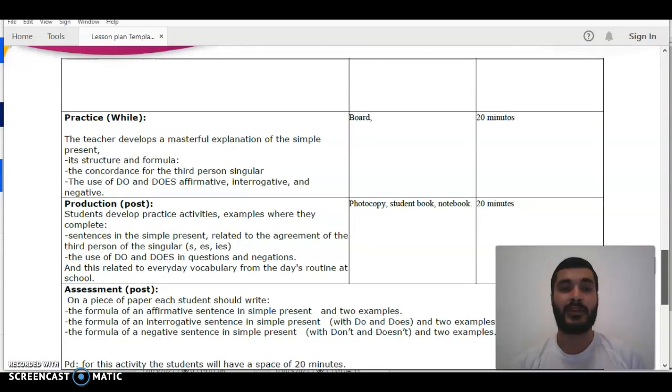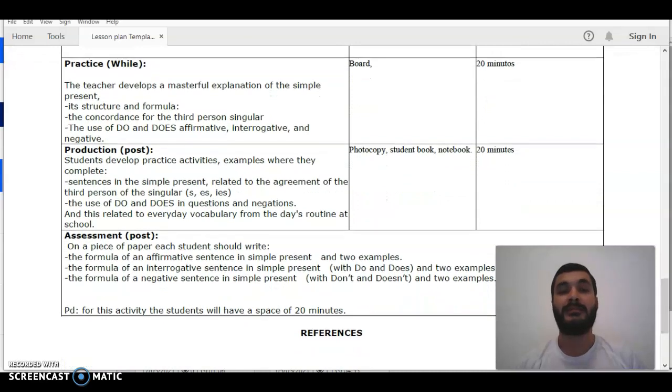Now let's move to the practice. The teacher will develop a masterful, majestic explanation of the simple present using the board. He will explain the structure and the formula of do and does. When I say formula, it's like subject plus verb in present with the concordance of the third person plus complement.